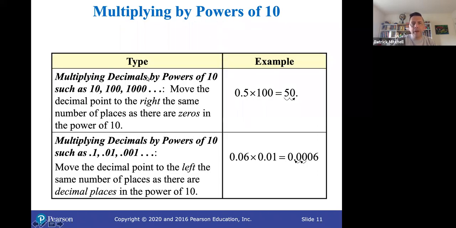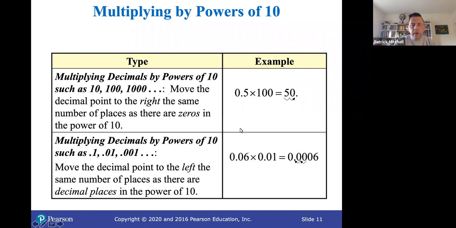All right, if you're multiplying by large powers of 10, like 10, 100, 1000, all you have to do is move the decimal point to the right the same number of places as there are zeros in the power of 10. So here's an example: 5/10 times 100. Take this decimal point and move it 2 places to the right, since there are 2 zeros in 100. When you move it 2 places to the right, you get 50. Notice that you have to insert a 0 here.